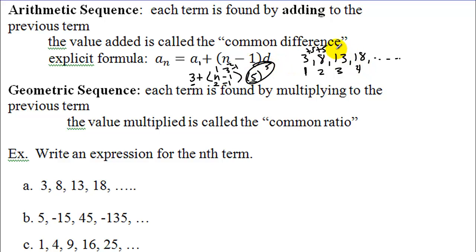Well, then for the fourth term, we want to add 15. So we want to add 1 less than what we're on. We want to add that many 5s. So hopefully that gives you a little understanding of this formula.